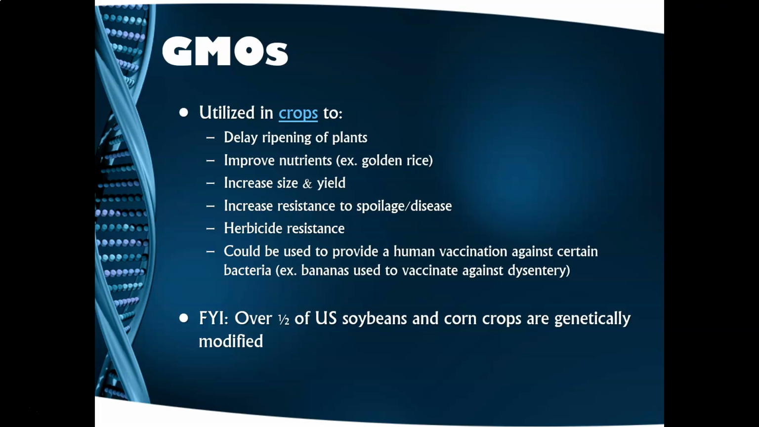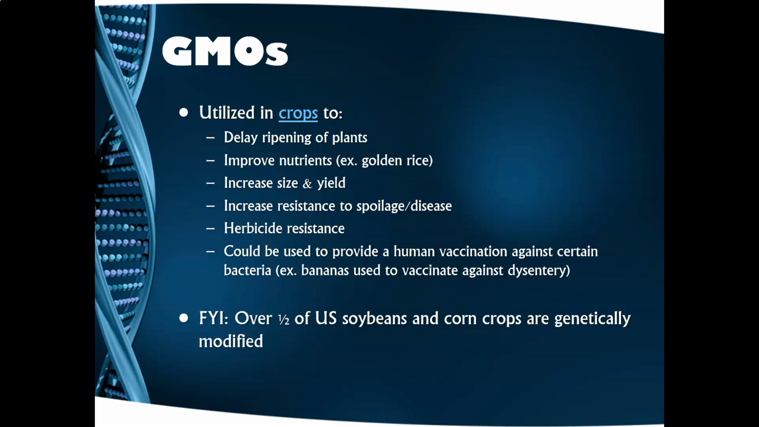in children. We'll use it to do things like increase the size of the product, so bigger tomatoes, bigger strawberries, increase the yield of the plant overall, so that you get more fruit from a single plant. Things like increased resistance to spoilage and disease, the herbicide resistance, so there's the example of the Roundup Ready. We can even use it in certain situations to provide human vaccinations against certain organisms.